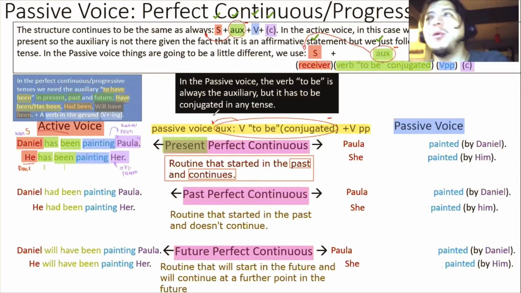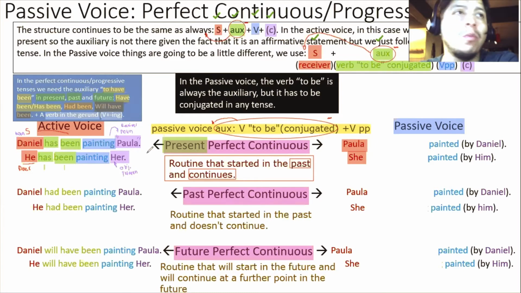Remember that in the passive voice, the subject is not going to be the doer of the action. In the passive voice, the subject is going to be a little different because the subject is going to be the receiver of the action. The receiver of the action is the subject. In this case, Paula was receiving the action of being painted. Now, Paula is the subject. In the active voice, Paula was the object and we replaced her with an object pronoun. In the passive voice, Paula is the subject, and if we want to use a pronoun, we use a personal pronoun.